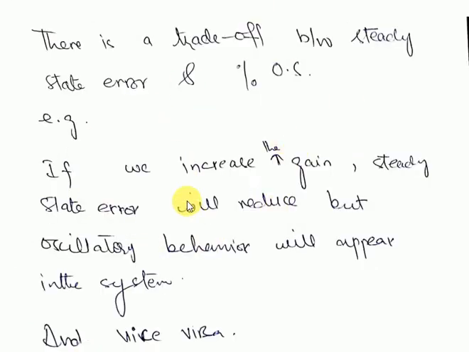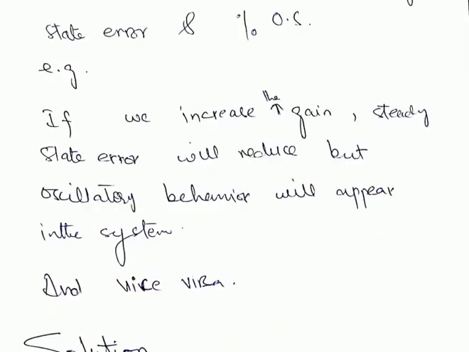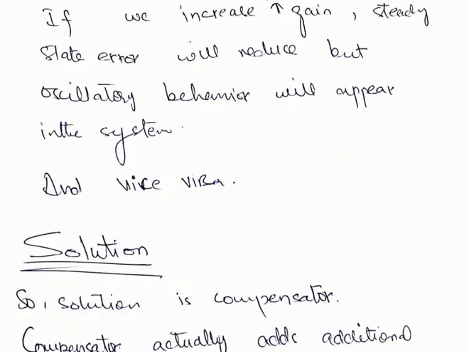So there is a trade-off between steady state error and percentage overshoot. For example, if we increase the gain, steady state error will reduce, but oscillatory behavior will appear in the system, meaning the percentage overshoot will increase. And if we decrease the gain, the steady state error will increase, but the system's percentage overshoot will decrease. So what is the solution of this problem? The solution is the compensator.